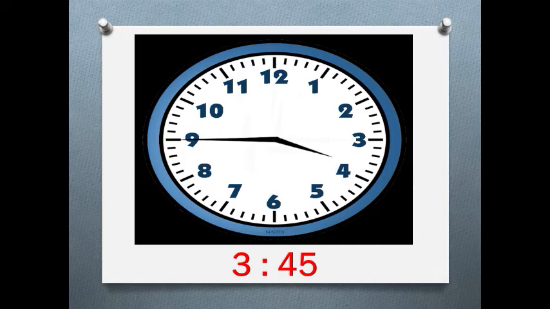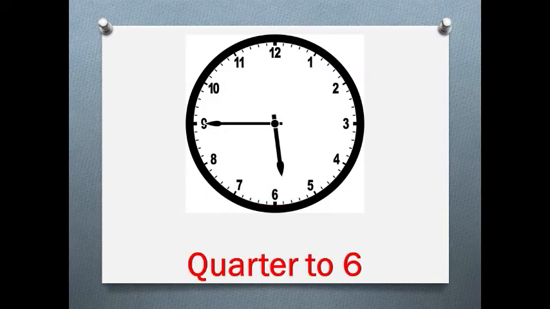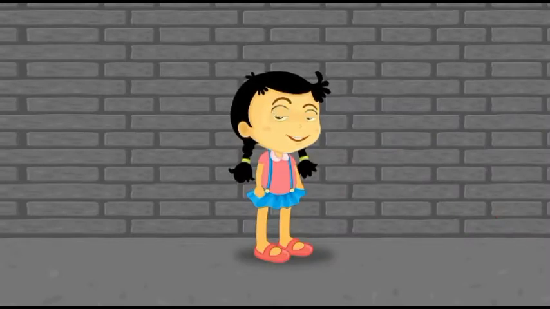See children, minute hand is pointing to 9 and the hour hand is pointing just before 4. So this is 3:45. Similarly, see here, minute hand is pointing to 9 and the hour hand is pointing just before 6. So the time is 5:45. This we can write as 5:45.